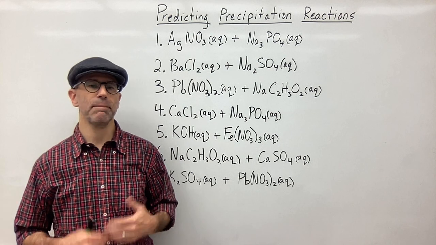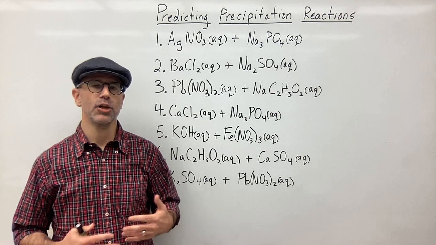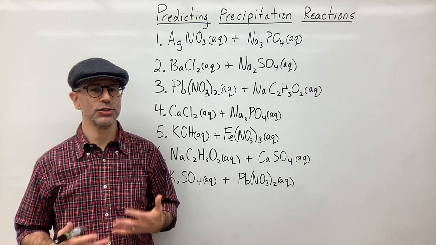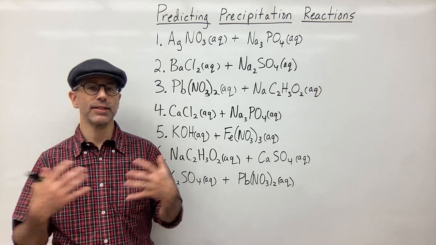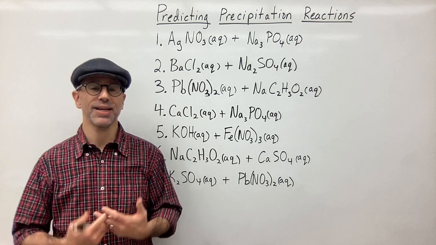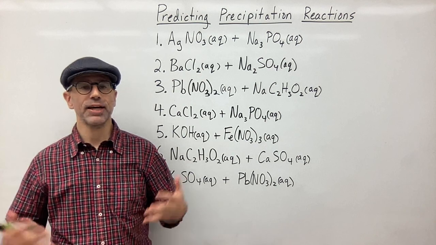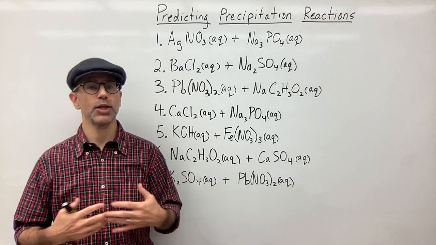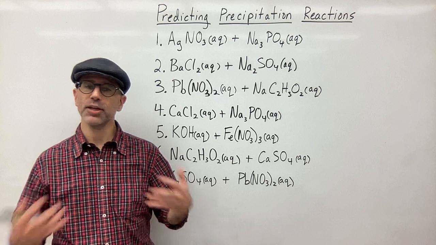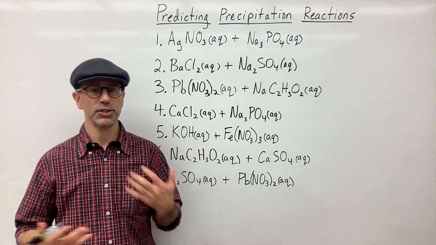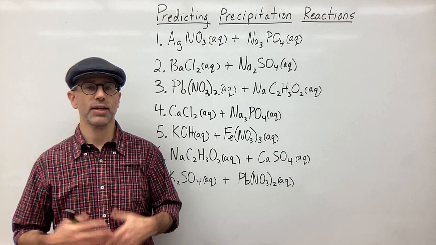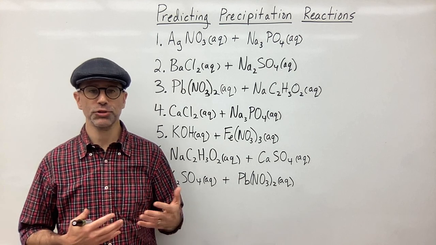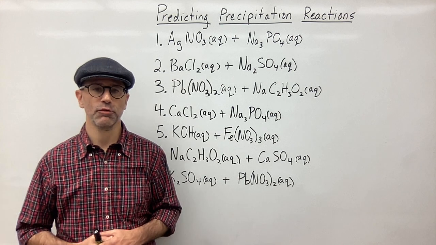The reason I say possible products is because you don't know if these products are actually going to form when you mix the two solutions together. Will the ions come together to form a precipitate is the question. If they come together to form a precipitate, then you have a reaction. If nothing comes together to form any sort of precipitate, then there's no reaction. Unless, of course, it's a gas evolution reaction, but that's for another video.